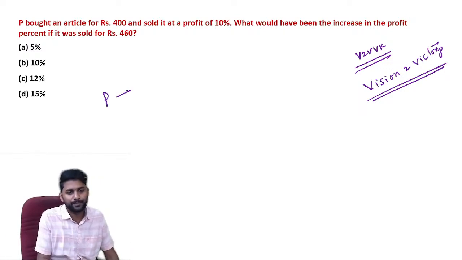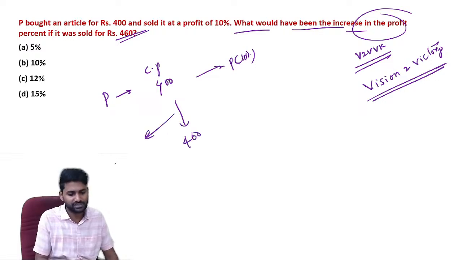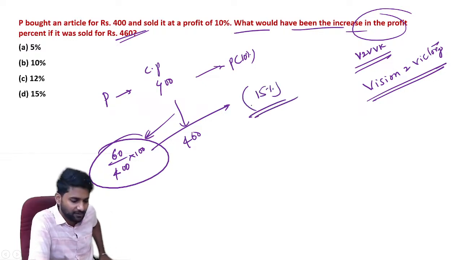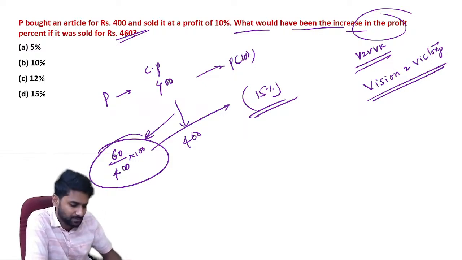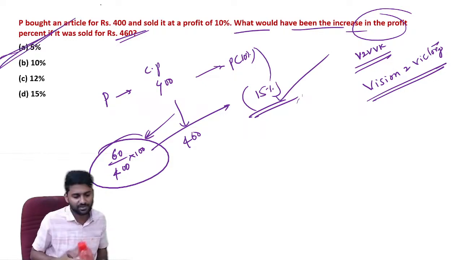Now here the data says that we bought an article for 400 rupees and got a profit of 10%. What would be the increase in the profit when he sold it for 460? Guys, if he sold it for 460, the profit is 60 by 400 into 100. So they will get a profit of 15%. Initially they got 40 rupees, because the profit percentage is 10. If he sold it for 460, definitely the profit is 60 rupees out of 400, so the profit percentage is 15. So how much does it increase? The answer is 5%.